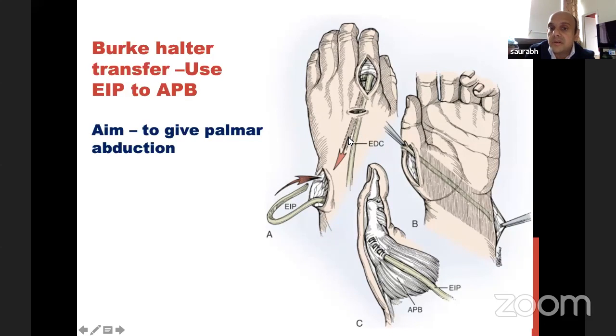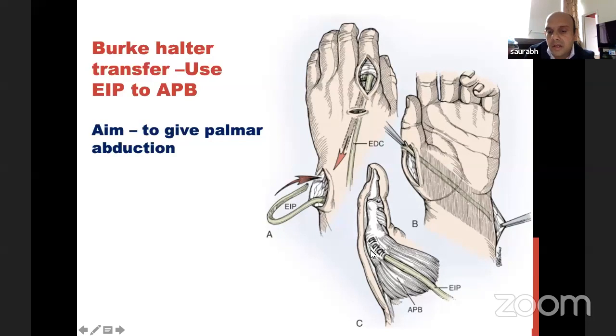The fourth extensor compartment has got EDC and EI. EI is the only tendon which has a bulky muscle close to the extensor retinaculum. So if you see muscle, you know that's EI, not EDC. Once you've confirmed, you cut EI and take it out proximal to the extensor retinaculum. EI comes from the ulna, so it's an ulnar muscle origin. Another cut on the ulnar side, EI comes out, and subcutaneously reroute it.